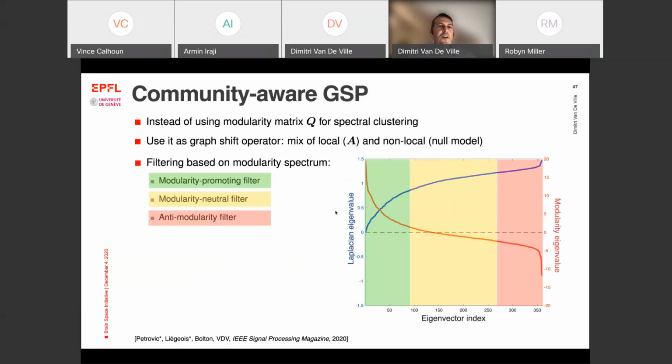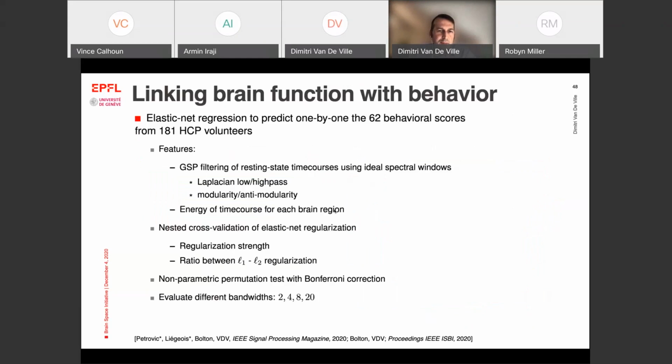Okay, so as a final comment here, what we're currently doing in the lab is defining community-aware graph signal processing filters. Because instead of using the Laplacian spectrum, we can now go with filters defined on the modularity spectrum. That could be, for instance, modularity promoting, if they are in this part, or they could be modularity neutral, or they could be anti-modularity promoting filters.